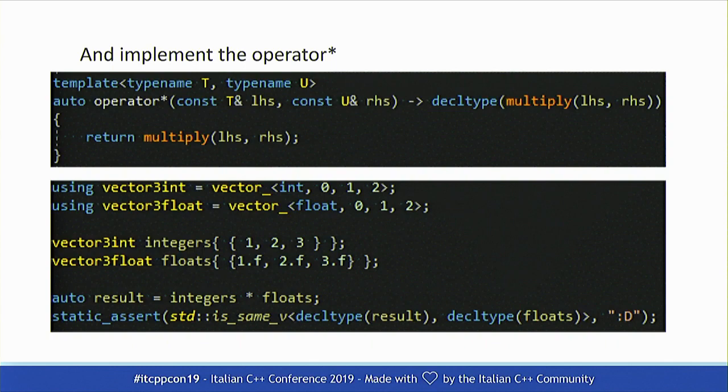With this, again, our code works and compiles. We correctly deduce the return types. We can define our vectors of integers, of floats, and use them correctly.